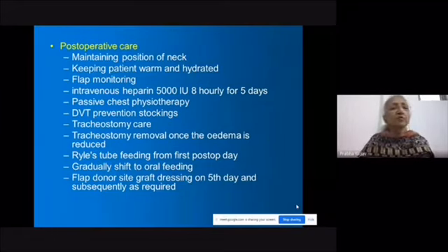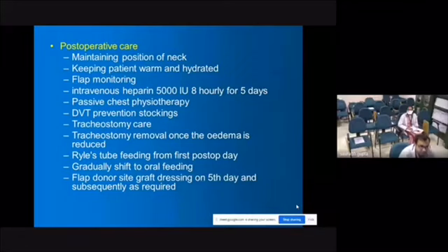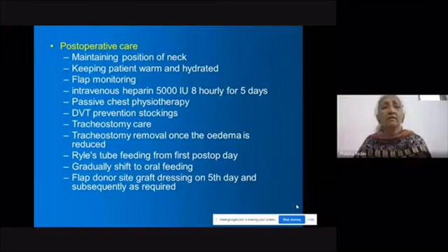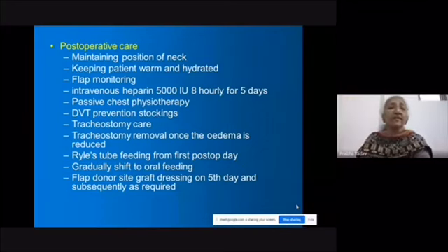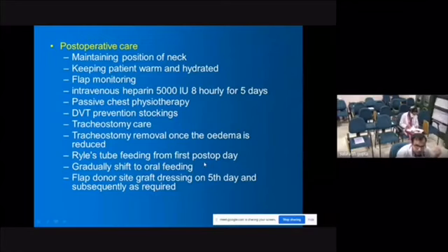And what else do you use post-operatively? 5,000 units, 8 hourly, because of this patient. How do you monitor that? With the prothrombin time, ma'am, and INR, and APTT also. PT and APTT for monitoring. Right. And then passive chest physiotherapy will be given, DVT prevention stockings, and tracheostomy care.